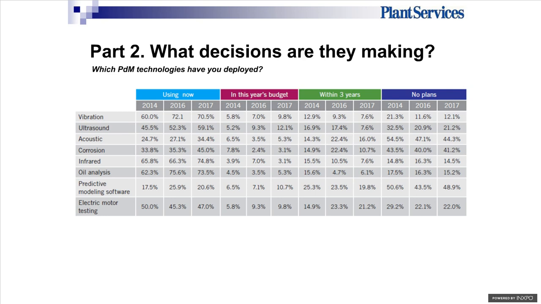So let's move on to the guts of this presentation. What decisions are they making? And this is usually the slide which gets the most immediate attention. What PdM technologies have you deployed?